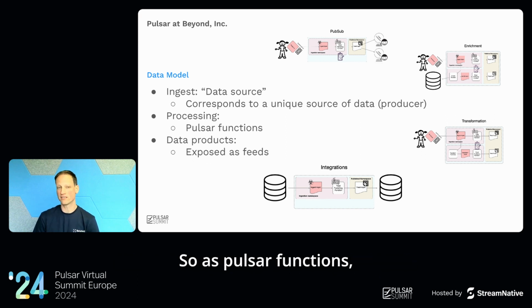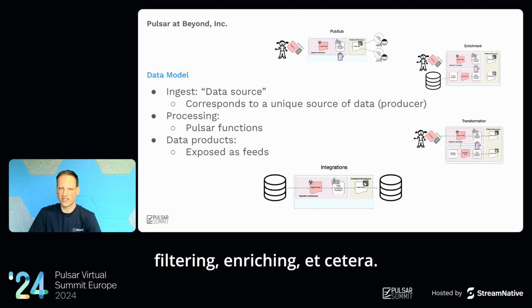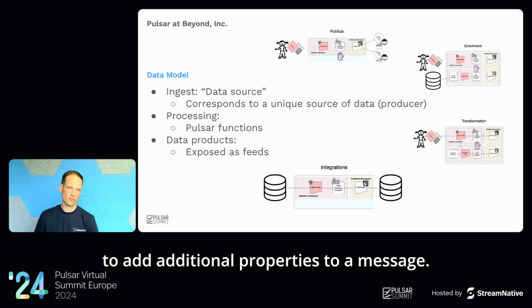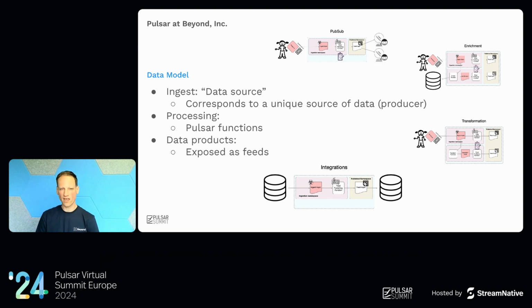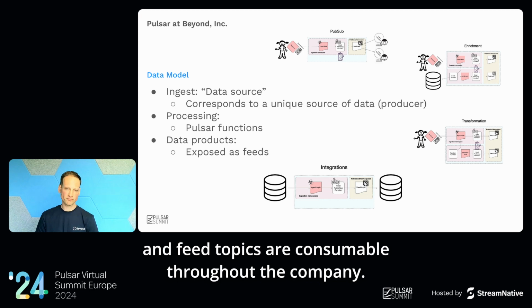And at that point, processing happens, as Pulsar functions. This would typically be transforming, filtering, enriching, etc. Enriching would be hitting a cache to add additional properties to a message. And at that point, the resulting data on topics can be exposed as a feed. And feed topics are consumable throughout the company.